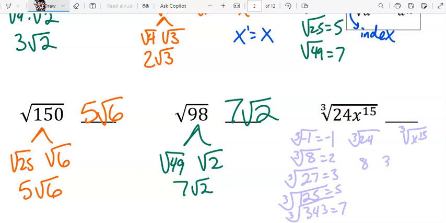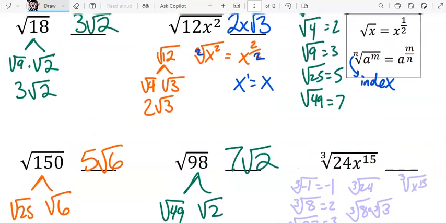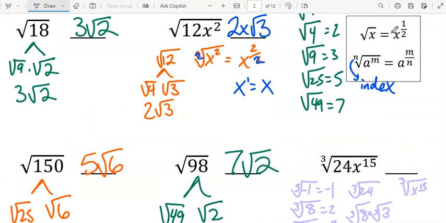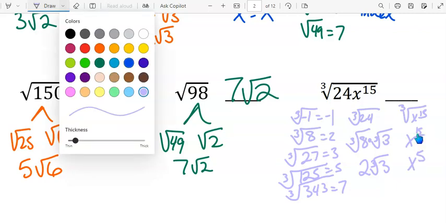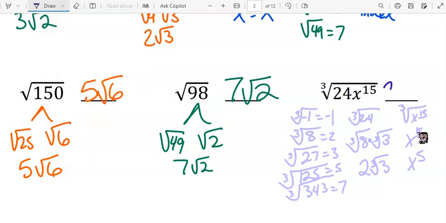Eight times 3 is 24. So we could write that out right here. We have 2 cube root of 3. And then for the variable, we'll write it out again using the exponent property. We have x to the 15 over 3 power. That's x to the 5th power. So our simplified form is 2x to the 5th cube root of 3.